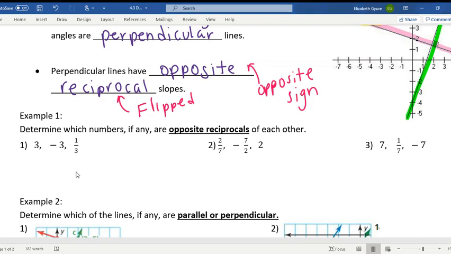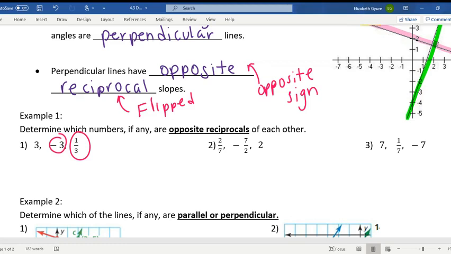Alex? Yeah. If you look at this one here, see how we have the 1/3, right? If you flip over 1/3, it's going to be 3, right? And what's the opposite of positive 3? Negative 3. So in this situation, wouldn't negative 3 and 1/3 be opposite reciprocals? Because isn't one negative? Isn't one positive? And then if you take 3 and you flip it over, won't it be 1/3? Yeah. All right, take a look at number 2.